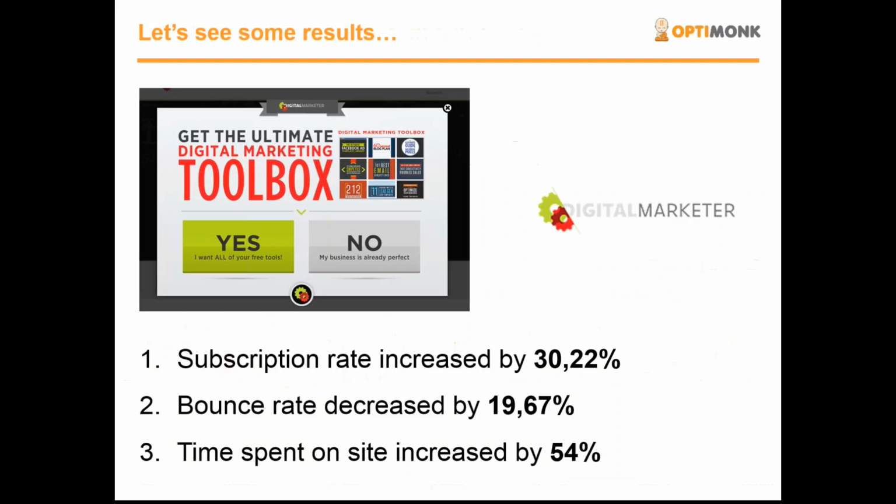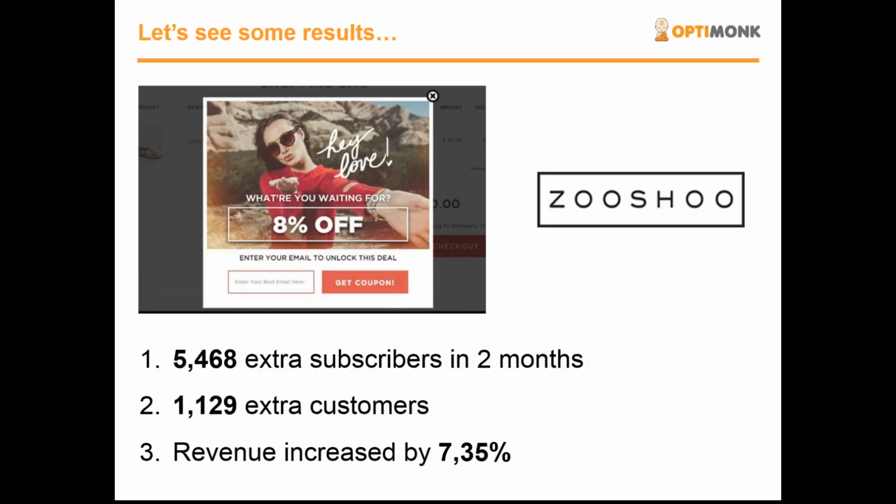Just to show you some real examples: Digital Marketer, a big US-based online agency, is using on-site retargeting to promote their free giveaways and to build their list. After they started using it, their subscription rate increased by more than 30%, their bounce rate decreased by 20%, and the time spent on site increased by 54%.